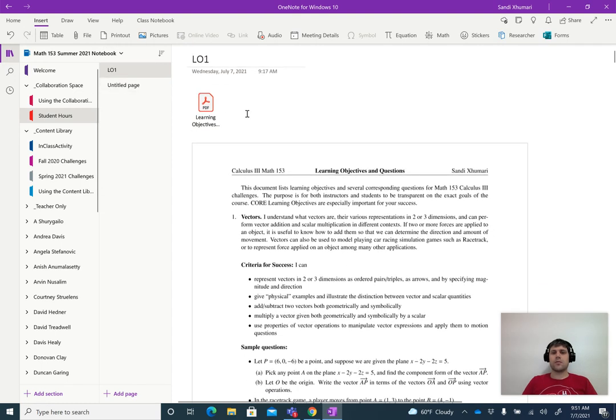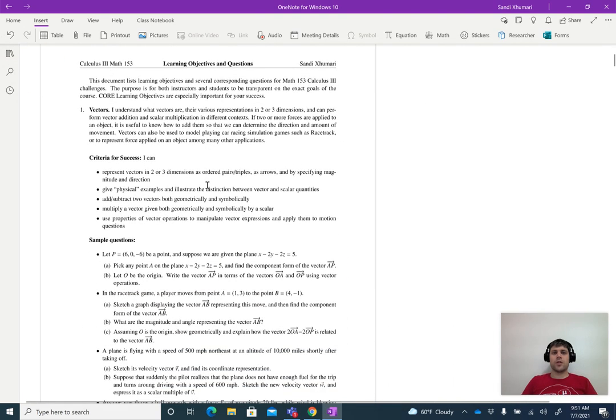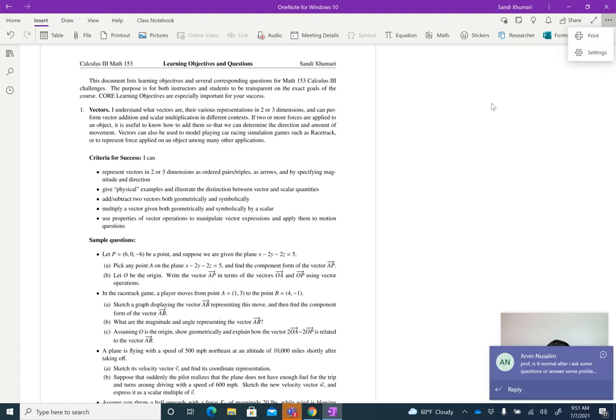And so from here, then you can use a smart pen and figure out the answer. Once you're done with the answer, you go to the right corner here and print and save as a PDF, and then upload to Gradescope.